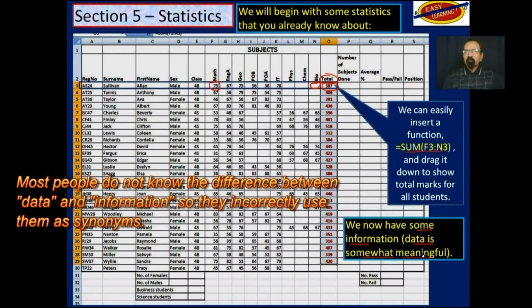For example, you could see that this first person here, Alan, got 387 marks. And let's take this other person here, Beverly, got 396 marks. As it stands here, it may look like Beverly has more marks than Alan, which is true. However, if we leave it as that and say Beverly did better than Alan, that's not a true picture. We have to do something more. So let's now go and deal with number of subjects done.